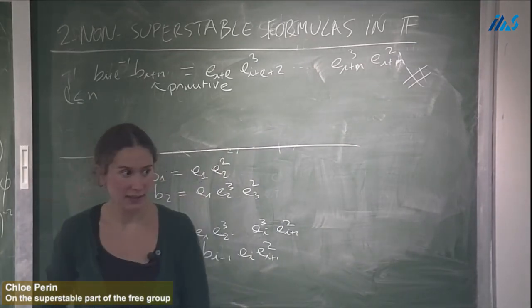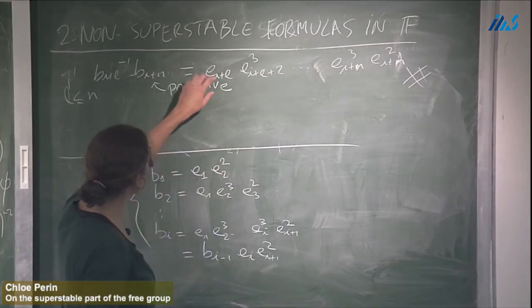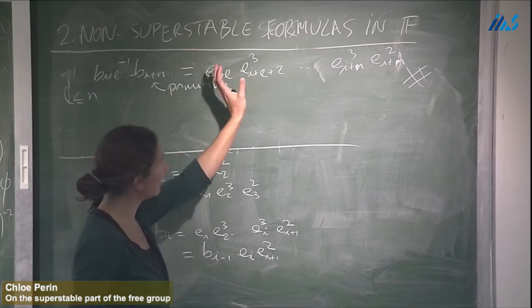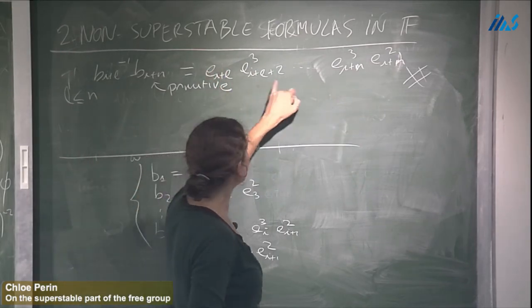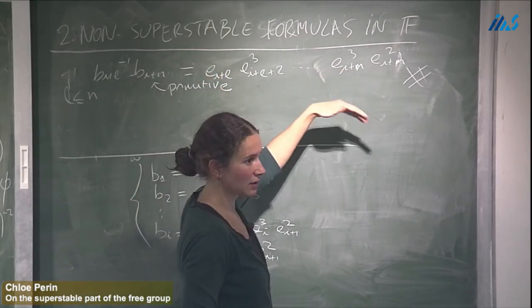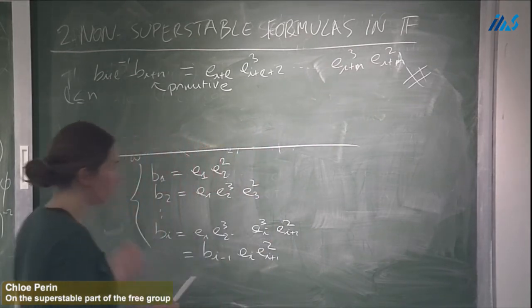How do you say it's primitive? Because it's just a primitive element, and then I multiply by a word which is in other generators of the basis. Okay, yeah.